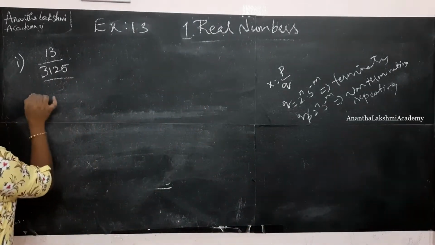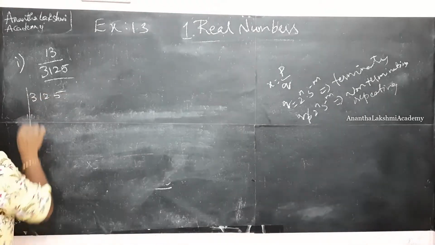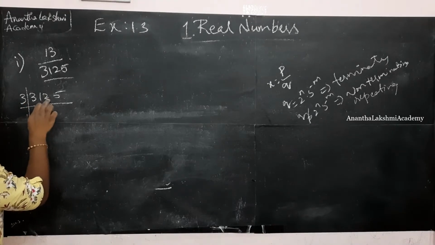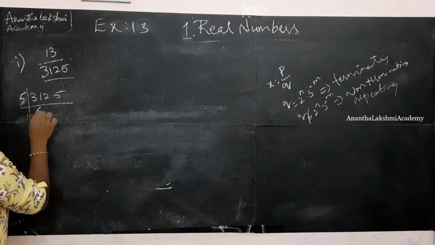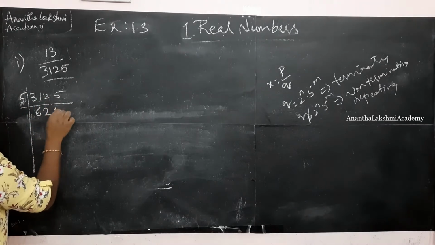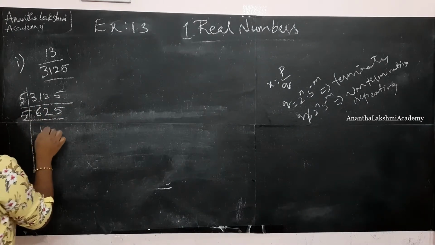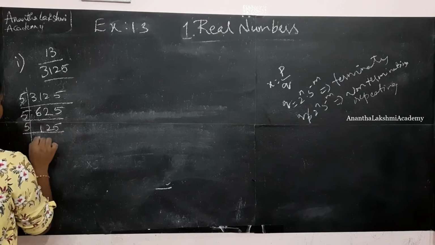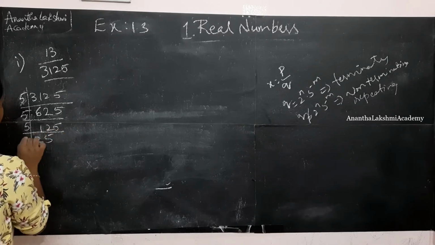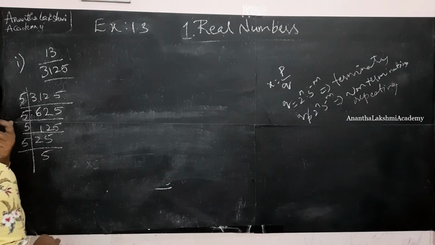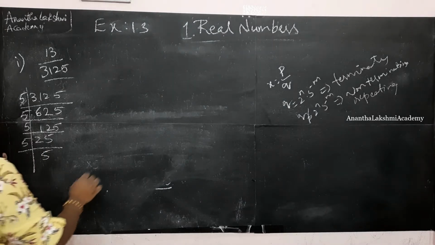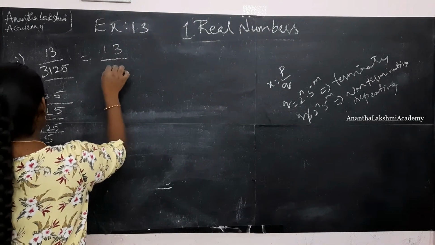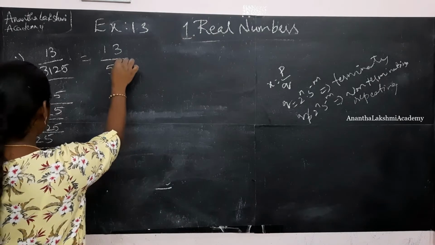So let us try expanding 3125 first in the form of its prime factors. Let me do it with 5. 5 6s are 30, 5 2s are 10, 5 5s are 25, 5 2s are 10, 5 5s are 25, 5 5s. Okay, now so this is equal to 13 by 5 power, how many? 1 2 3 4 5.